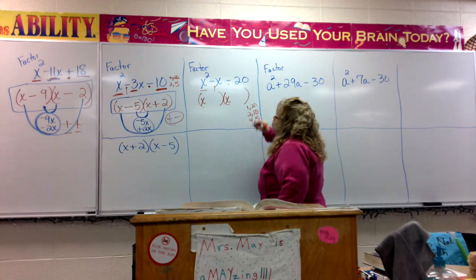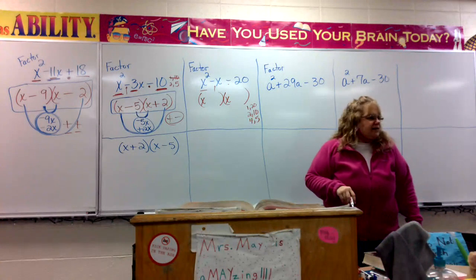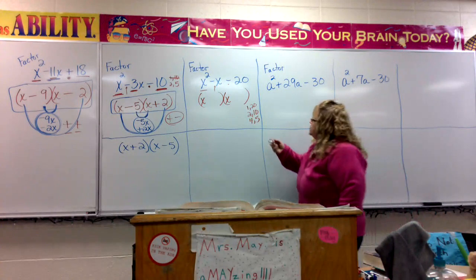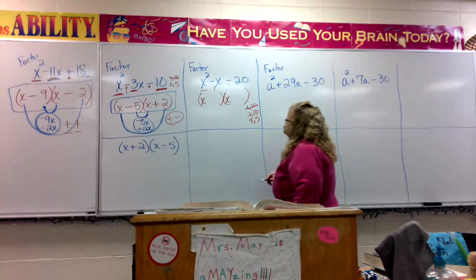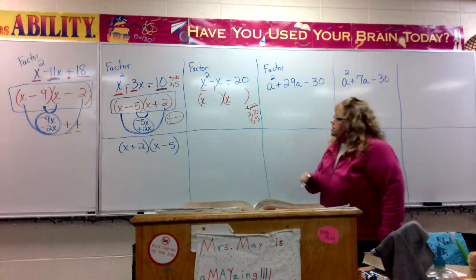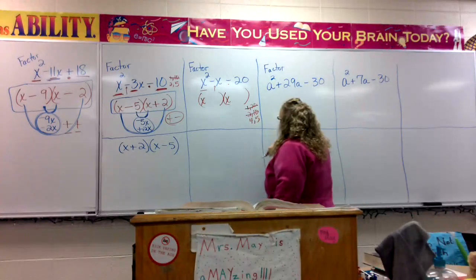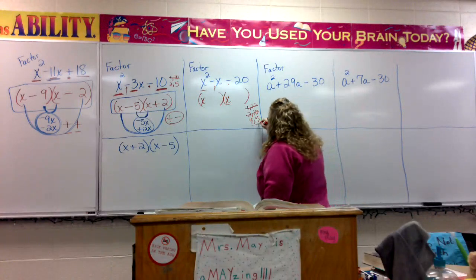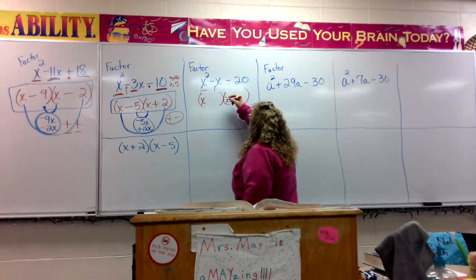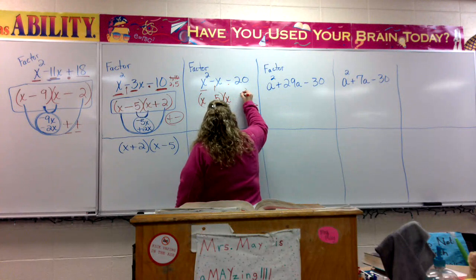Well, could 20 and 1, could those possibly subtract to 1? No, cross it off. How about 10 and 2? 10 take away 2 is 8, not 1. How about 4 and 5? Yes, 5 take away 4 is 1. So 5, 4.